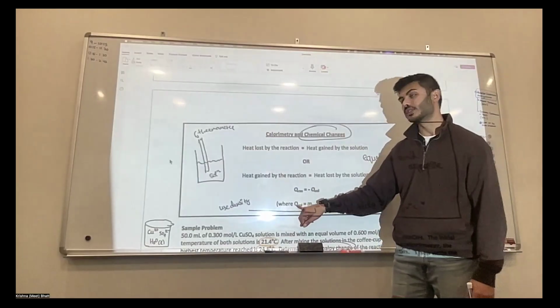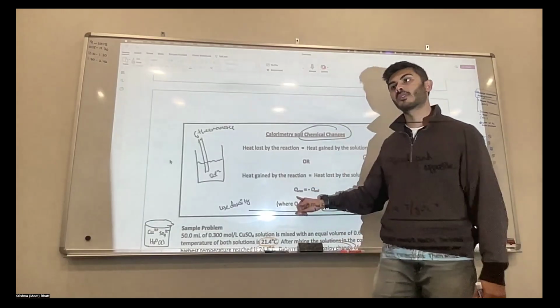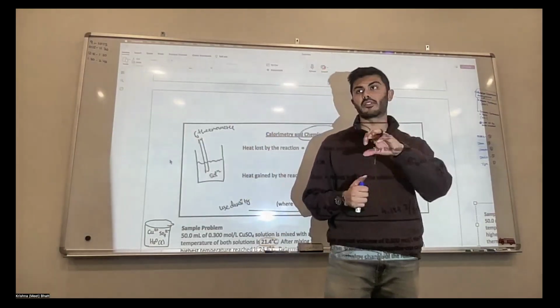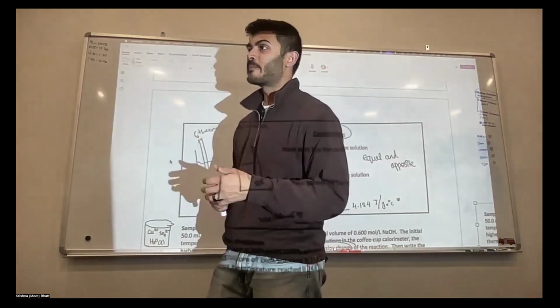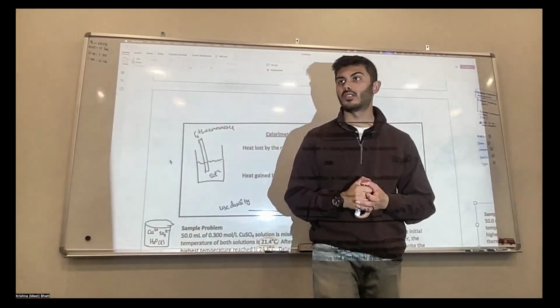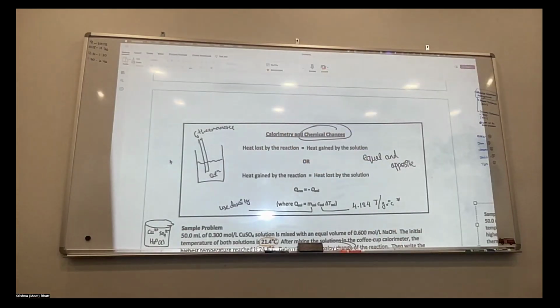You're going to use that Q solution and do the opposite for the Q reaction to figure out what was the heat of that reaction, and use that heat of the reaction to figure out the enthalpy. That's the step-by-step procedure of how we solve this. Any questions about that, guys?